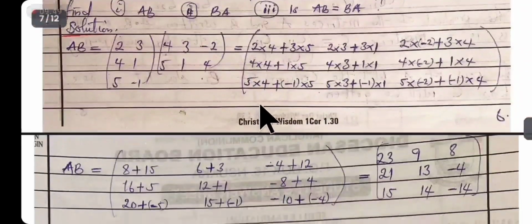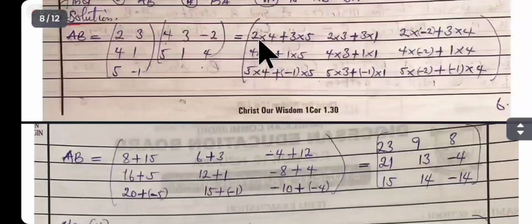So now we have 2 times 4, which is 8. Then 3 times 5 is 15. Alright, so 2 times 3 is 6. 3 times 1 is 3. 2 times minus 2 is minus 4. Plus 3 times 4 is 12.